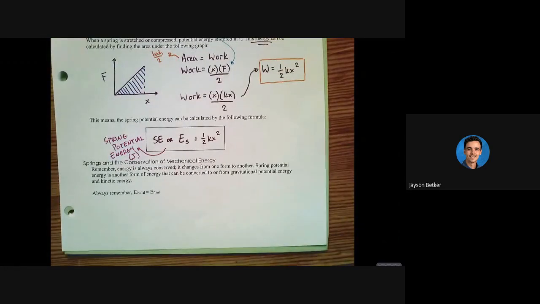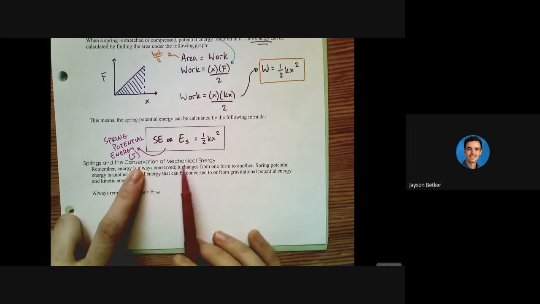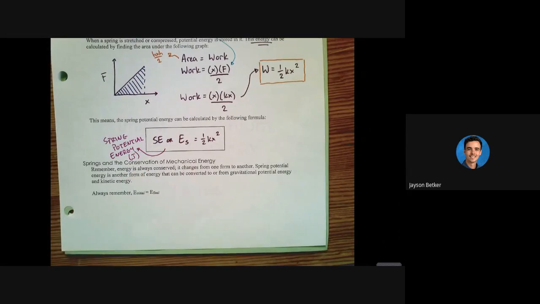Just before we get to our one example today, we can also realize that springs are also going to fall under our principles of the conservation of mechanical energy. So from our last lesson, we were talking about how energy is always conserved. You never destroy or create energy out of nowhere. It always just changes from one form to another. Spring energy is another form of energy that is converted between either gravitational potential energy or kinetic energy.